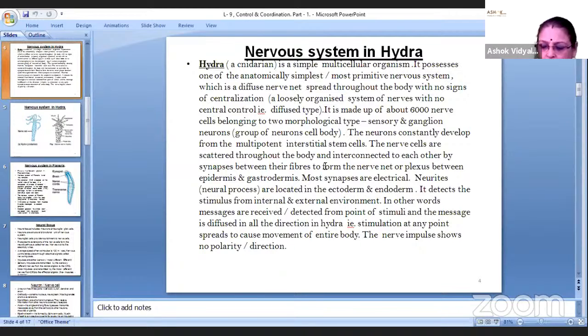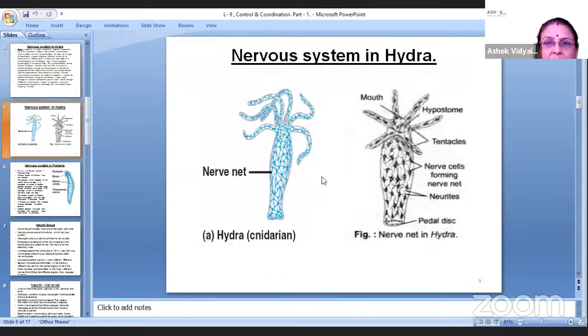That means what, students? Suppose you see this diagram now. Suppose there is a stimulation given over here. The whole body will show its reaction. When a stimulus is given, the impulse will be circulated in the whole body. There is no particular direction that it will move, upwards or downward or any other side. Nothing like that. It will spread throughout the body. So this is the nerve net. There is no centralization.